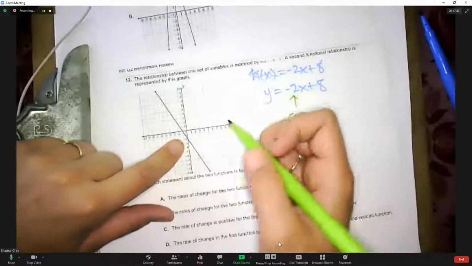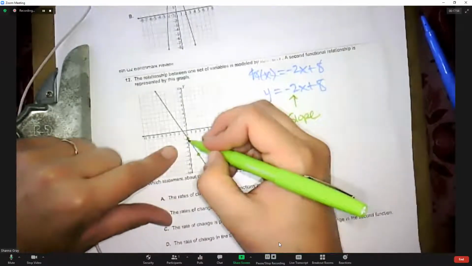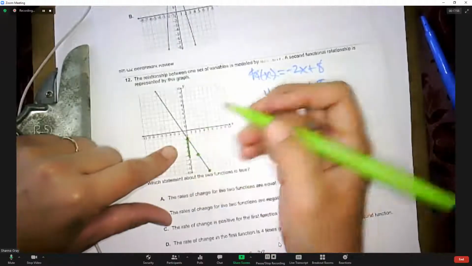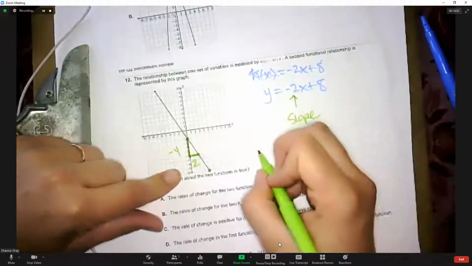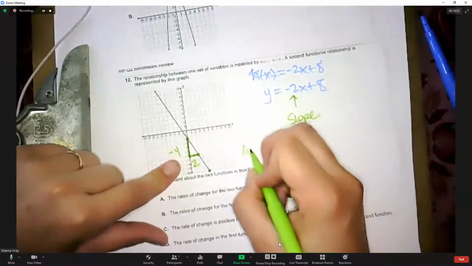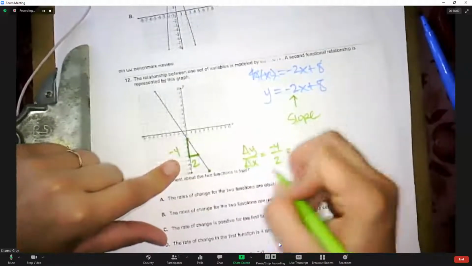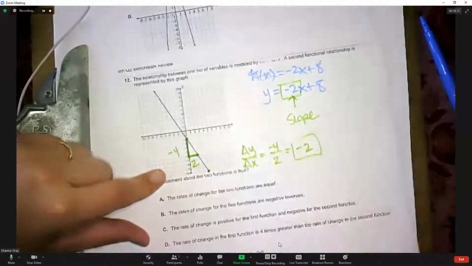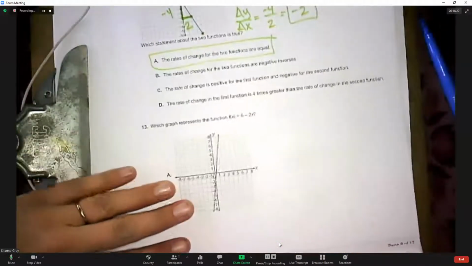So now I need to look at the picture and figure it out. So I just have to go through, mark off those points, and figure it out. So if I'm going down 4 blocks and then over 2, the slope for this one is -4/2, which reduces to -2. So you'll notice this was -2 and this was -2. So this is equal. The rates of change are equal.